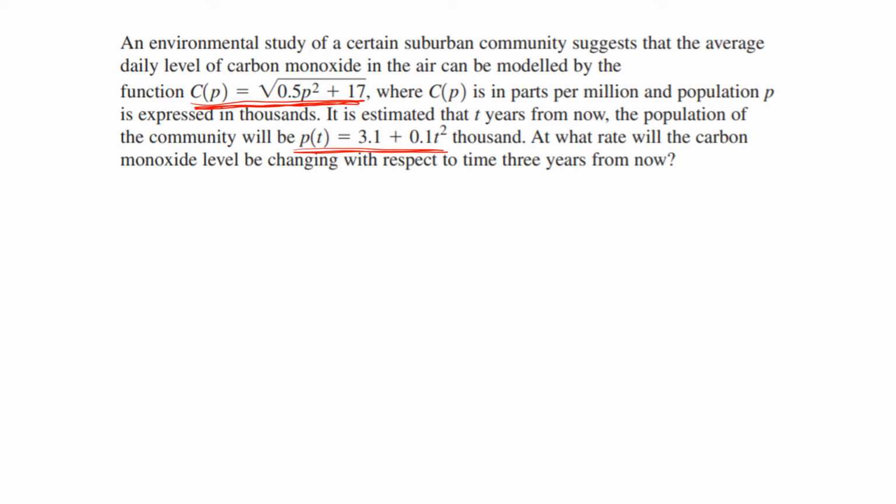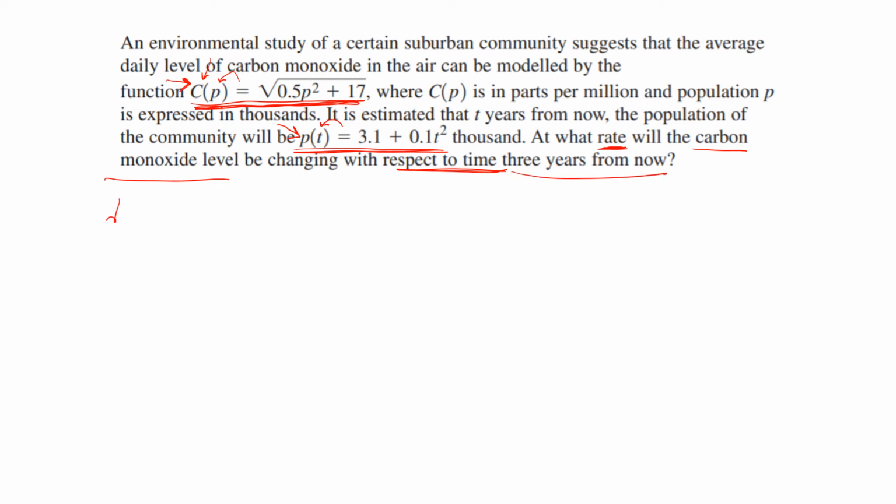Now, what it wants from me is finding the rate, which I know means it wants me to take the derivative. It wants the derivative of the carbon monoxide level, which is represented by C, but in terms of time. And what I see is for this function, I do have the carbon monoxide, but it is in terms of population, it's not in terms of time. And if I look at this function, it shows population, not the carbon monoxide level, but it is in fact in terms of time. And it wants me to find it 3 years from now.